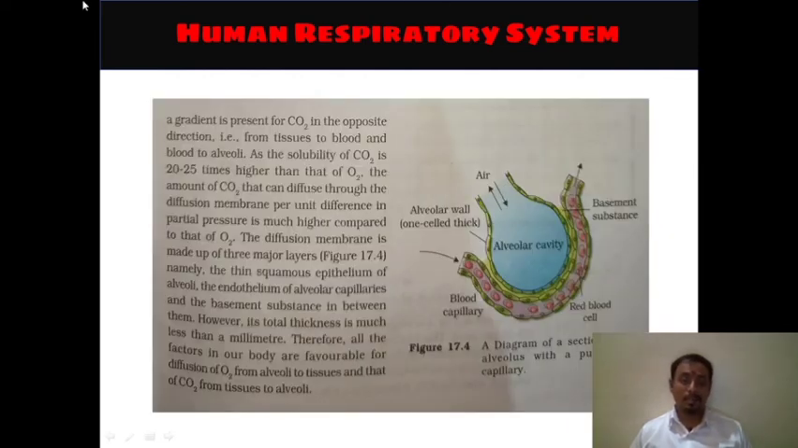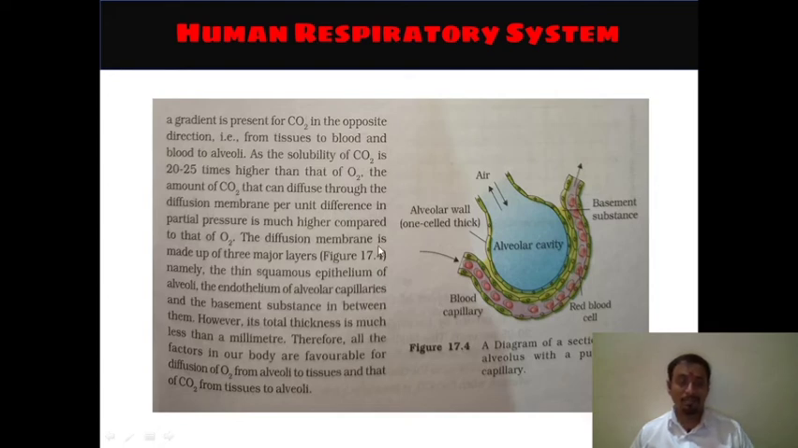Let's see next. A gradient is present for CO2 in the opposite direction, that is from tissues to blood and blood to alveoli. As the solubility of CO2 is 20 to 25 times higher than O2, the amount of CO2 that can diffuse through the diffusion membrane per unit difference in the partial pressure is much higher compared to that of O2. Correct? The affinity of CO2 to bind to hemoglobin is higher as compared to O2. It is about 20 to 25 times higher than O2.